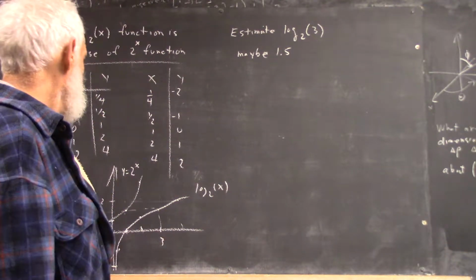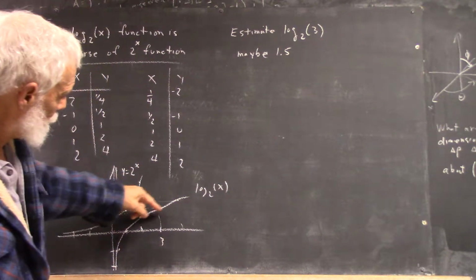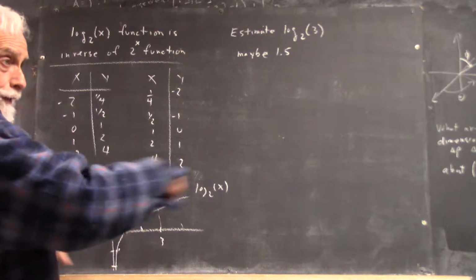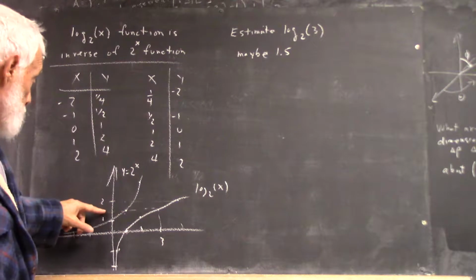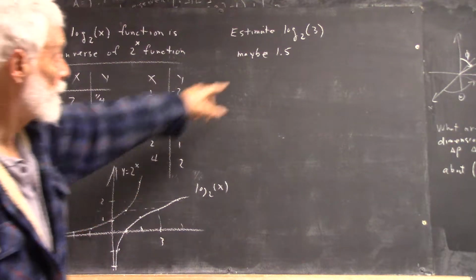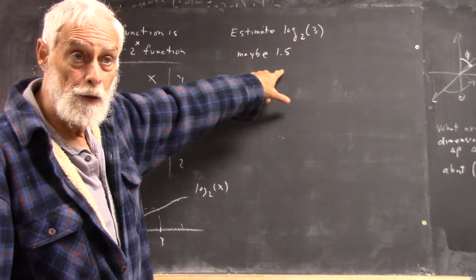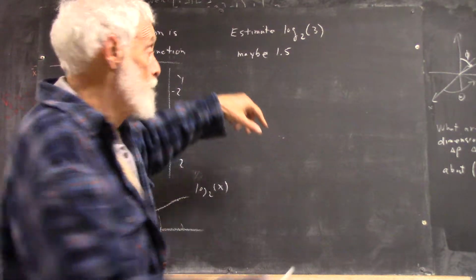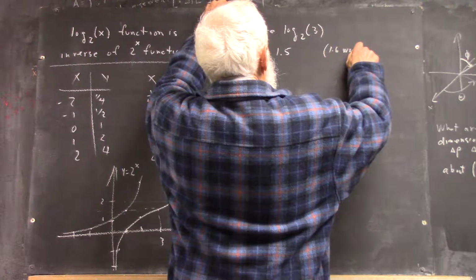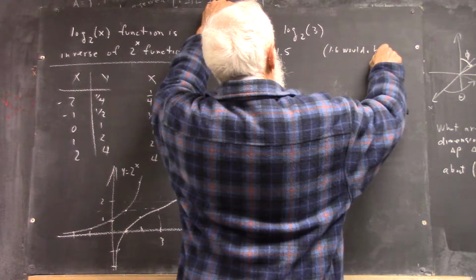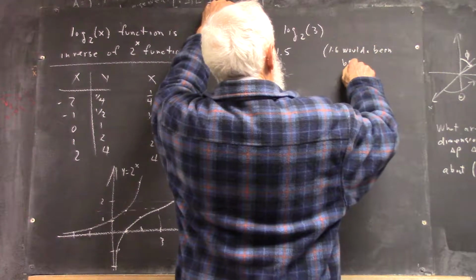So, according to my graph, which has a little bit of a dip in it, unfortunately, just between the board and my arm, it looks like it projects pretty close to 1.5, so that's what I'm going to use. But I know that it's a little bigger, okay? So let's see here, 1.6 would have been better.